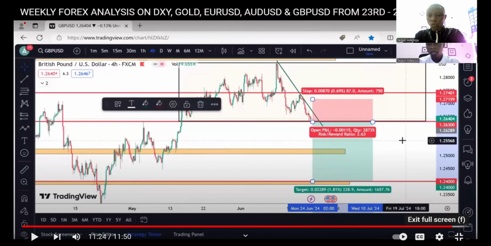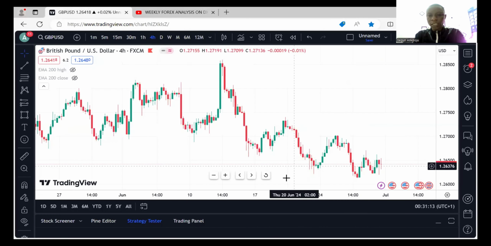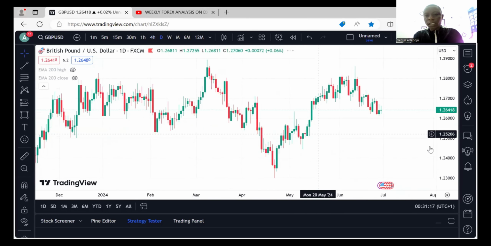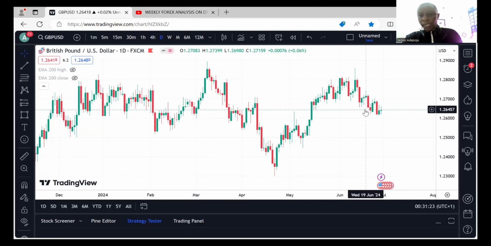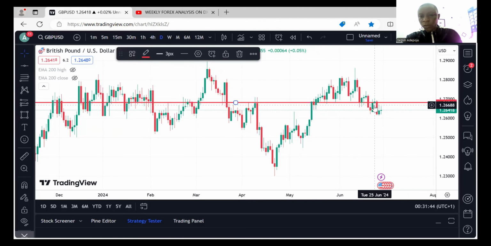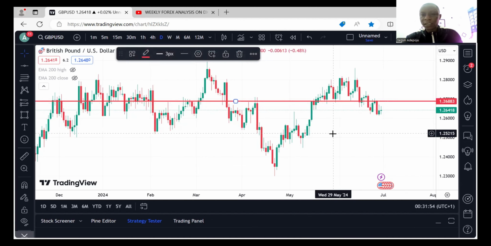But let's see what happened last week. Let's go to daily. Last week the market actually broke that level, but not by much, because there was a kind of ranging. It broke a little, then entered again, then retested. So the market still maintains this level, and as long as it does, we are still expecting sell for this week.